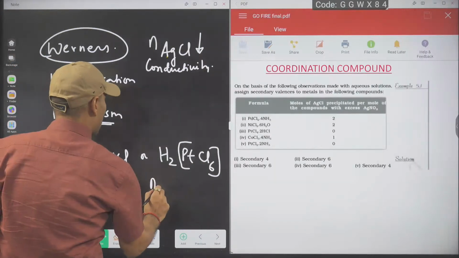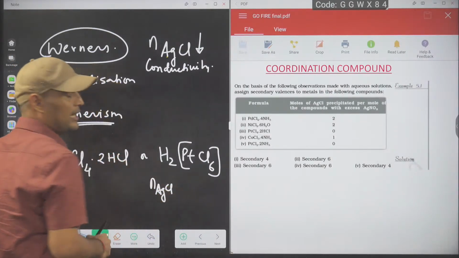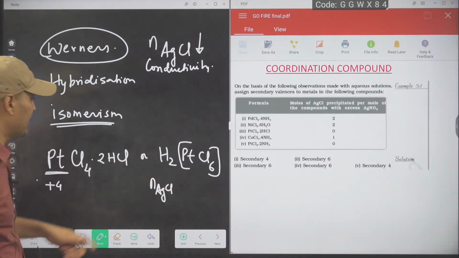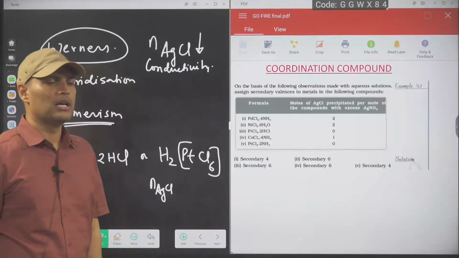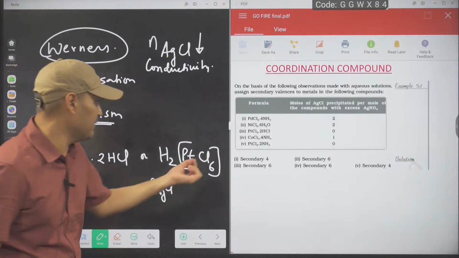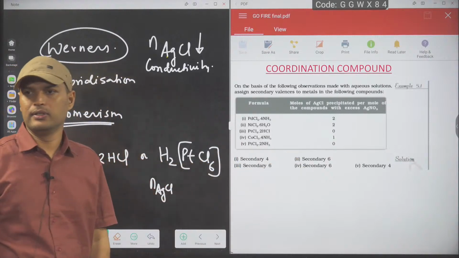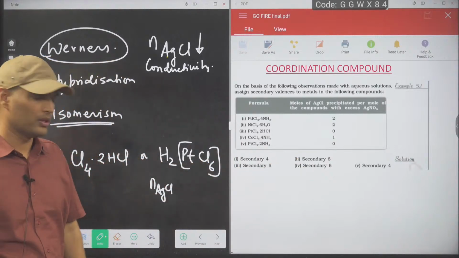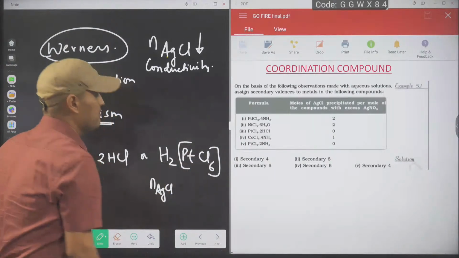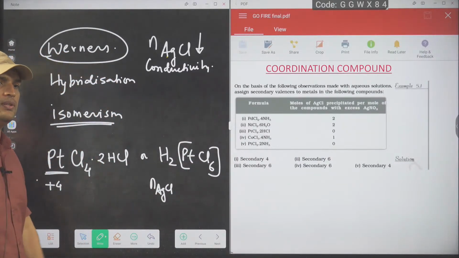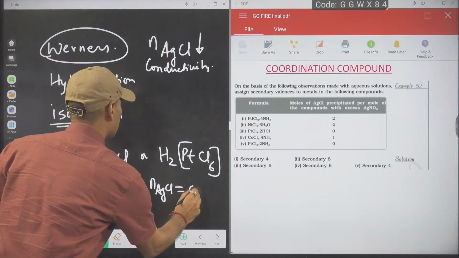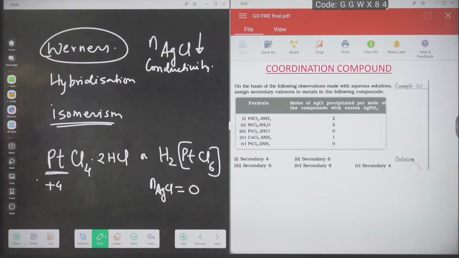Now if I will ask you moles of AgCl, देखो Cl is outside the coordination sphere. How you get moles of AgCl? If Cl minus is outside, that will be precipitated. Are you having any moles of Cl minus here outside this sphere? No. That means moles of AgCl 0.